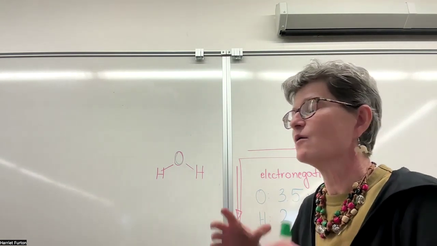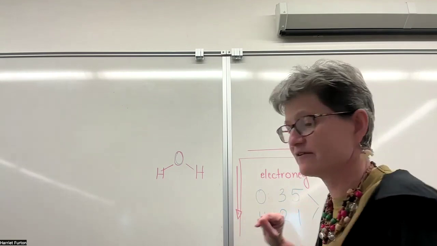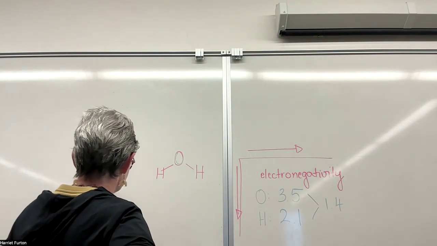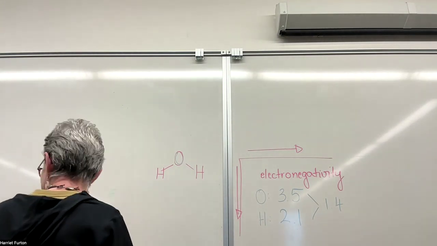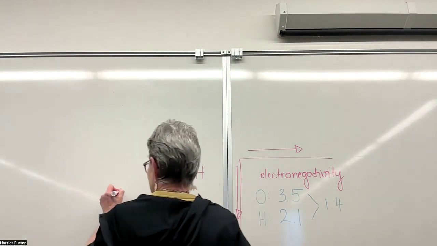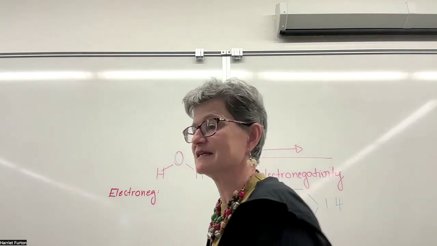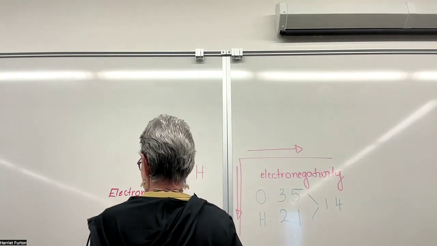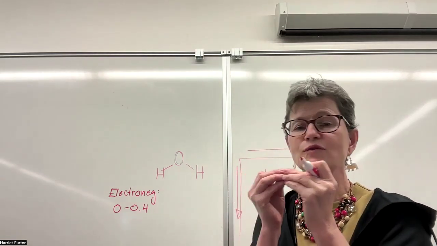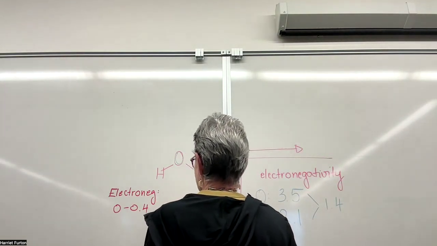Now this is not part of the curriculum that much, but I want to point out what kind of bonds the atoms form based on their electronegativity. These ranges are not sharp cutoffs. If the electronegativity difference is between 0 and 0.4, the bond between the two atoms is going to be non-polar.